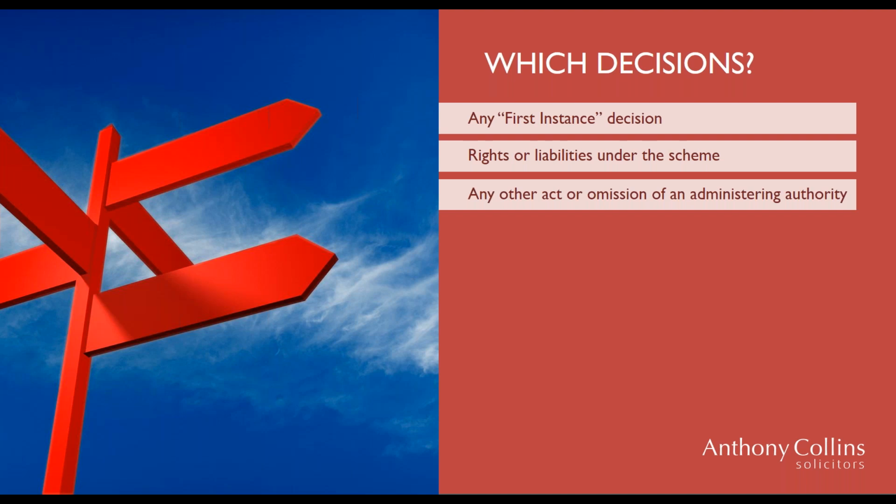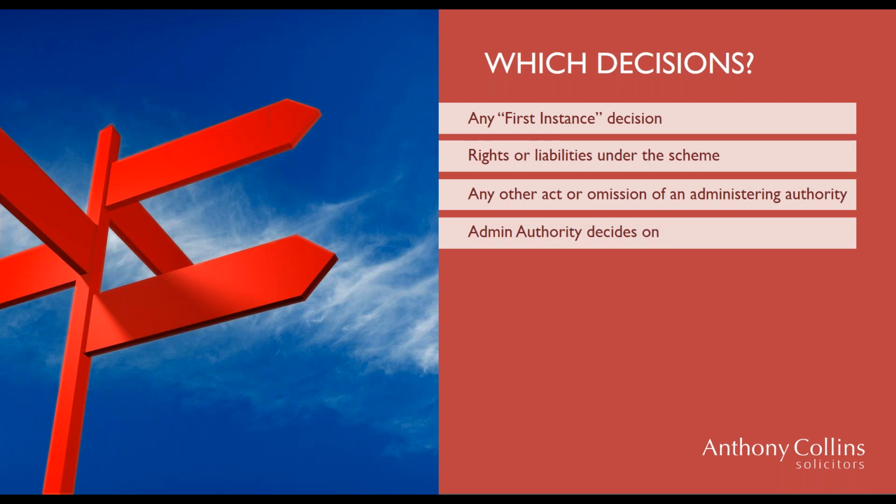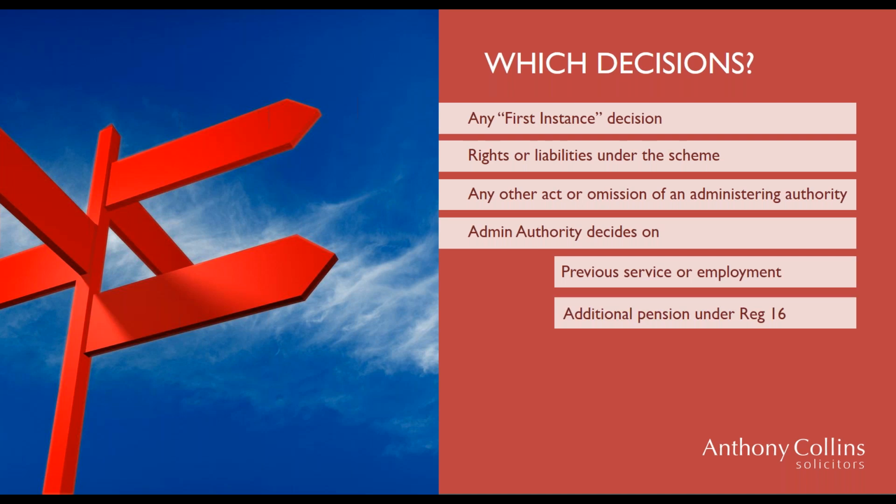what decisions? Well, the administering authority is responsible for decisions about a member's previous service or employment. They're responsible for decisions about how much additional pension someone will be entitled to if they purchase additional pension under Regulation 16. They're also more generally responsible for decisions about the amount of benefits that a member's entitled to, or where there's a refund of contributions, the amount of that refund.